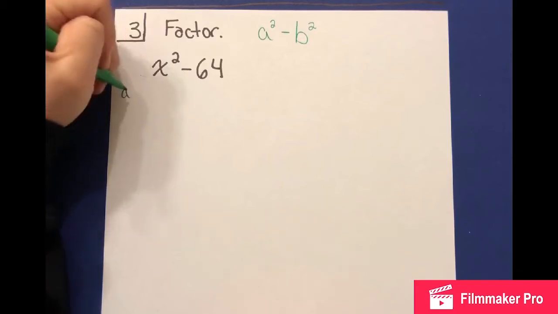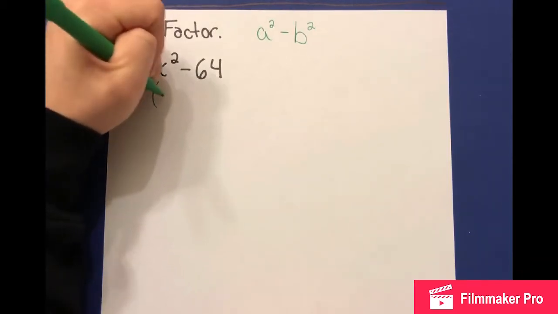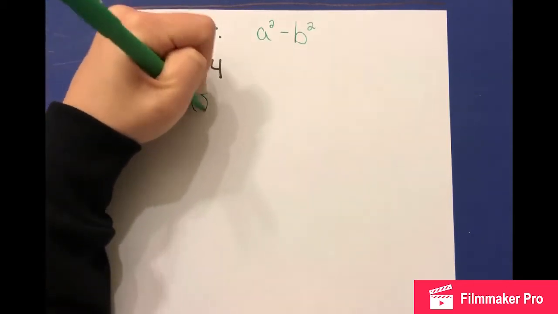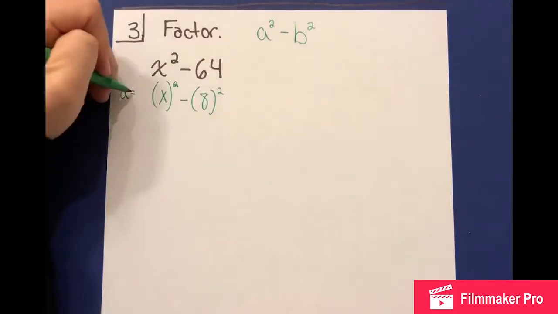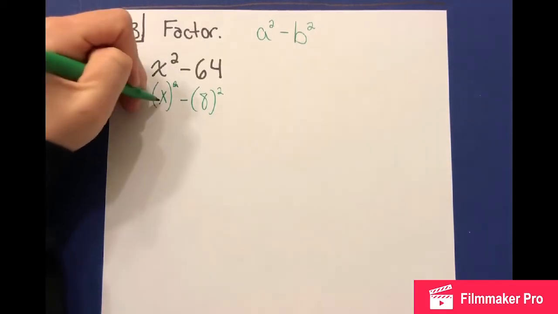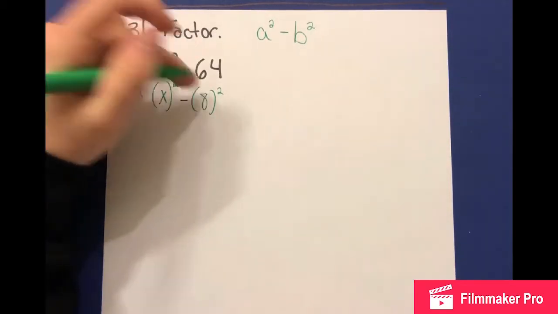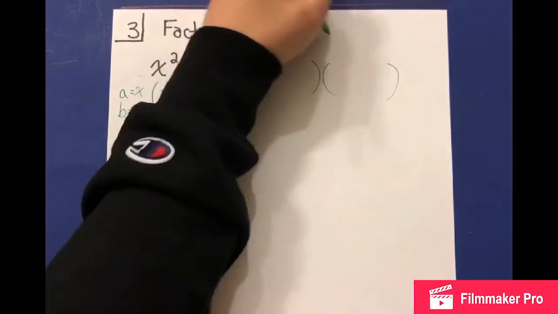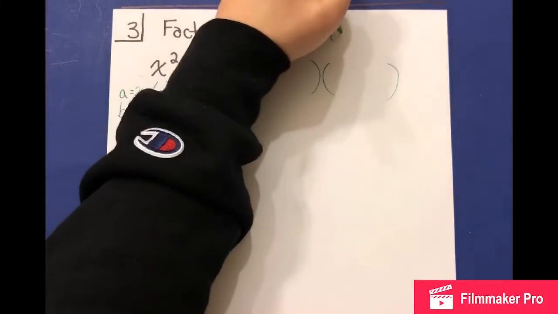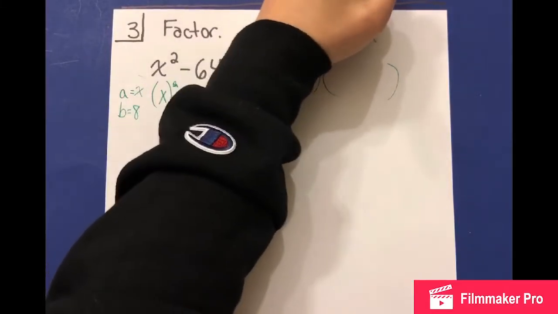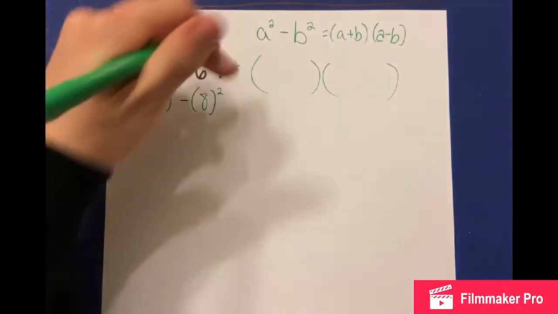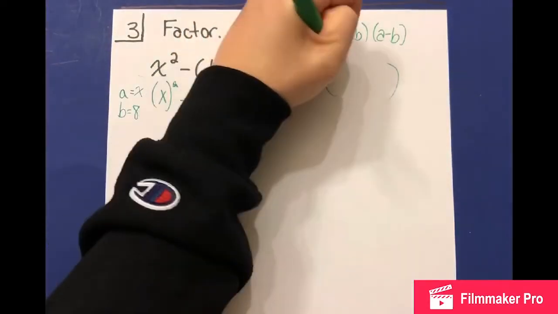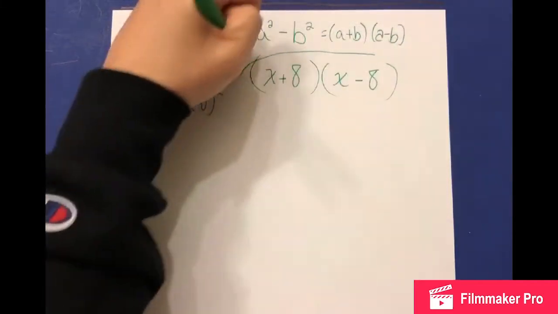Yep, that would work. I have an a value because of the fact that this would be x squared minus 8 squared. I have an a value of x. I have a b value of 8. And I just factor this out. I'm given the difference of squares is going to be a plus b, a minus b. So I'm going to go, okay, x plus 8, x minus 8.